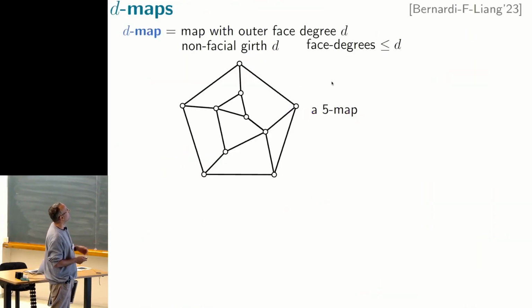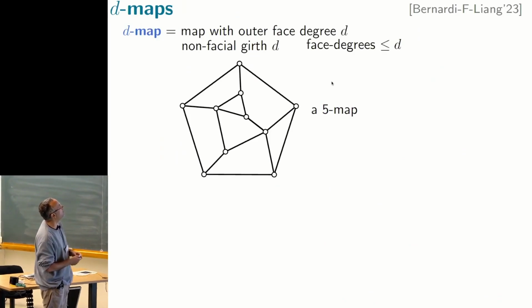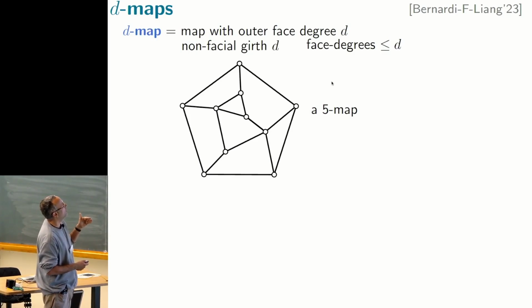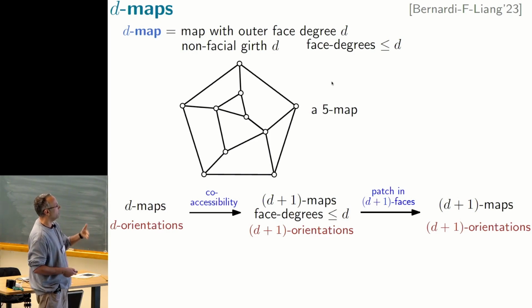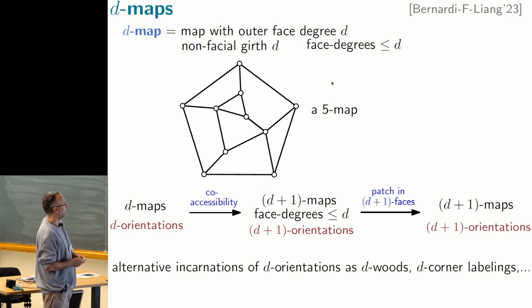So we came up with an extended notion of irreducibility, which are called d-maps. Now it's just that the face degree can be arbitrarily lower compared to the lower bound on the non-facial girth. So here you say the non-facial girth is at least 5, but you can have faces of degree arbitrarily lower. With this approach, we have more flexibility with the face degrees, and we can carry the induction from d to d+1, whatever the parity of d. And we can also have some labelings, and so on.